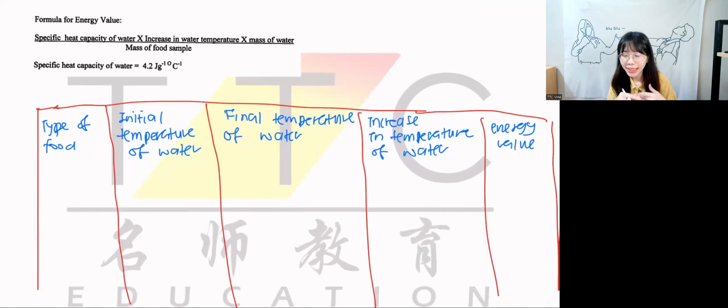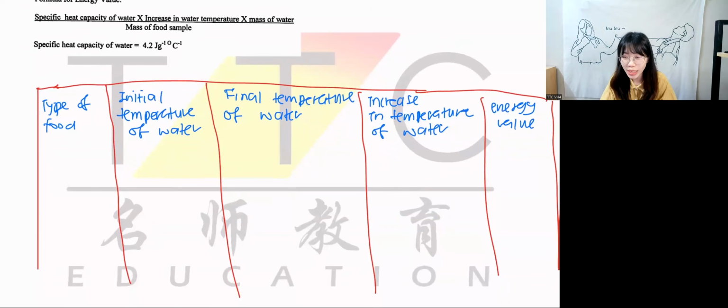Because this question is old syllabus, they already give you the mass of food. So in the exam, if you need to draw by yourself, you have to include the mass of food. Because this is a guided one, they give you the figure already. So in the exam, you have to write the mass of food in the table. Because you only have a calculation when you have a mass of food. In this experiment, the mass of food is constant.